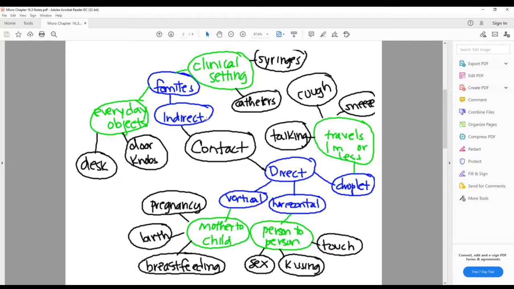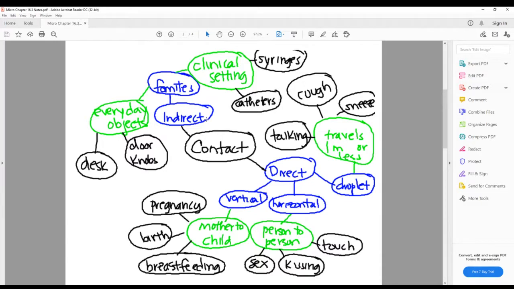We can have vertical transmission. Vertical meaning, kind of straight down. So this is mother to child. And this can occur through pregnancy, like those diseases, the TORCH acronym that I discussed in the chapter 15 mini lecture. It can occur through birth as the baby is moving through the birth canal, through the vagina. They can contract a pathogen there, or through breastfeeding. So those are all examples of vertical transmission.